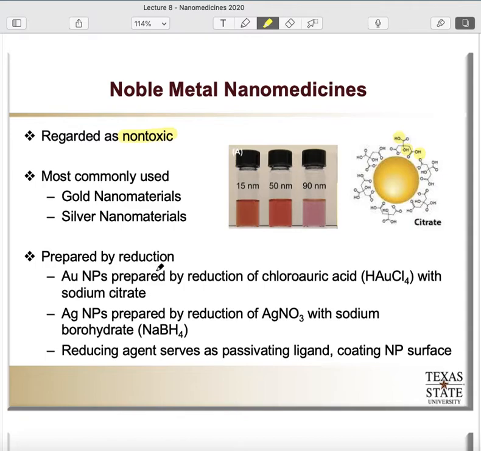Now, the way that these particles are prepared is by reducing gold or silver reagents or precursors. For example, for gold nanoparticles, you're going to be utilizing chloroauric acid, or HAuCl4, in the presence of sodium citrate. And for the case of silver nanoparticles, you would be utilizing silver nitrate with sodium borohydride as the stabilizer. The reducing agent also serves as a passivating ligand, coating the nanoparticle surface. So here the reducing agent is going to be the sodium citrate or the borohydride as well.